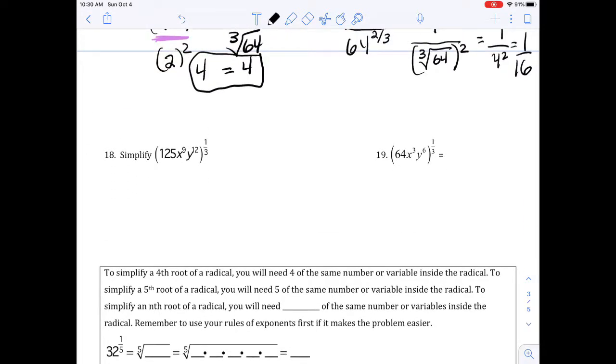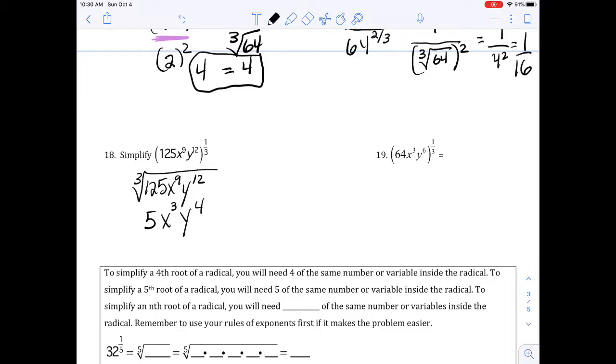All right, now what about when we start adding some variables in there? Again, please make sure you know how to convert to radical and then just do your normal simplifying. So 1/3 exponent means cube root, 125 x to the 9, y to the 12th. And now you just simplify. So the cube root of 125 is 5. The cube root of x to the 9th is x to the 3rd. And the cube root of y to the 12th is y to the 4th.